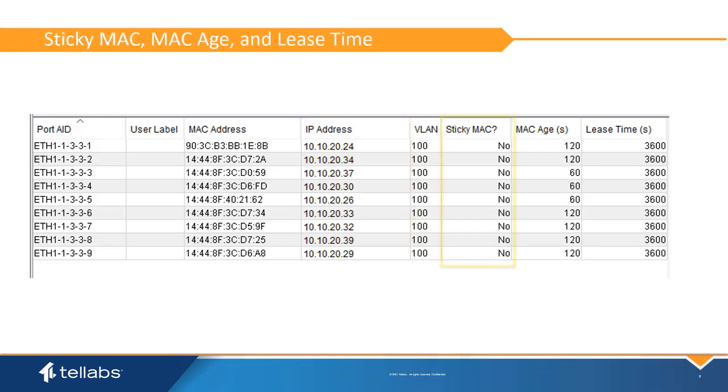The sticky MAC column indicates whether there is a sticky MAC ACL associated with the MAC address. If there is a sticky MAC, it dynamically associates the MAC address to the respective port. MAC age indicates the age of the MAC address in seconds. Lease time indicates the amount of time that DHCP snooping is allowed when DAI is used.